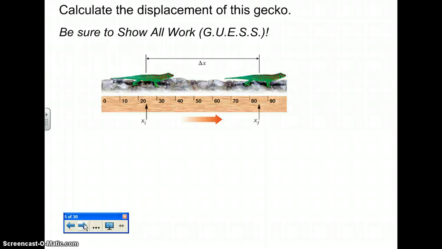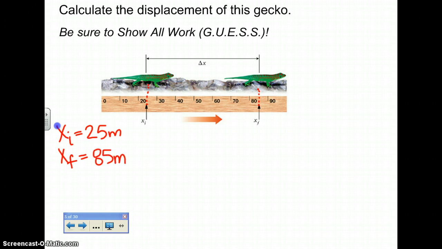This says that you have an initial given of a displacement. What is your initial displacement here? Well, let's keep the math simple and say 25 meters. What is your final displacement? Let's come over here and look at this. Oh, 85 meters. So that's your G in GUESS. Your U stands for your unknown. So what are you trying to solve for? The change in x. What units will this guy be measured in? Meters. You do not need to convert any of the units because everything is in meters.